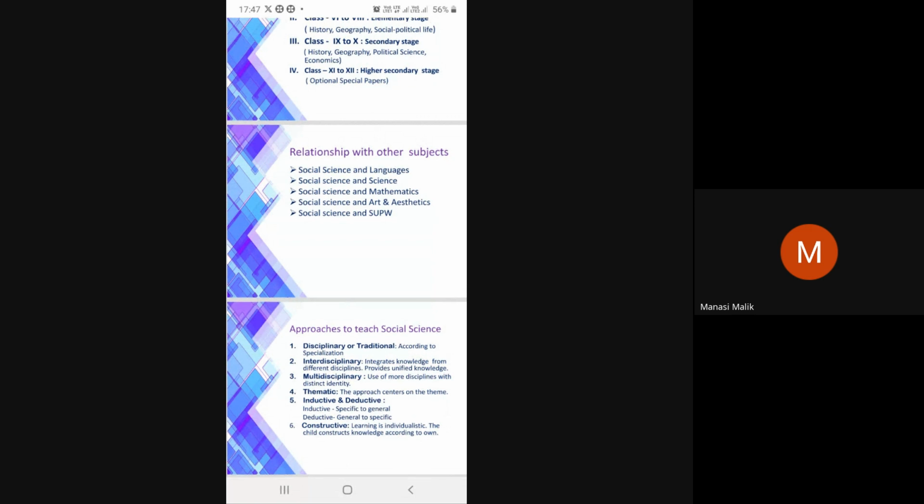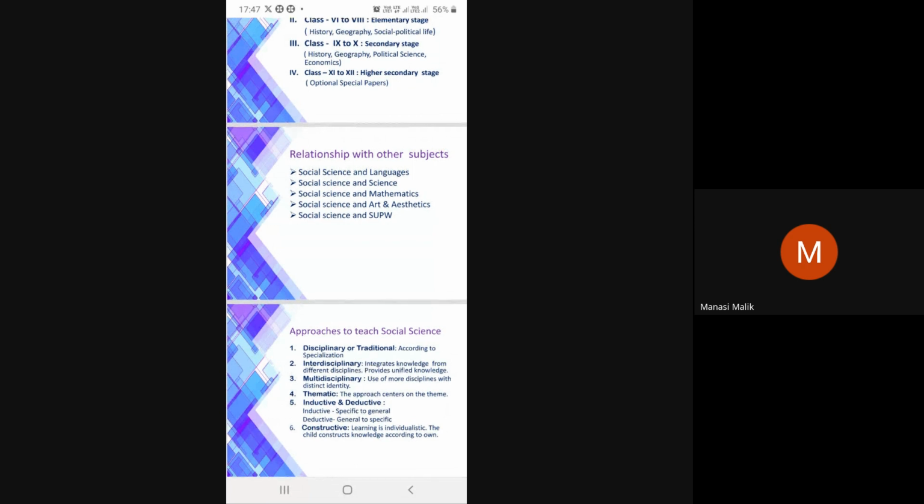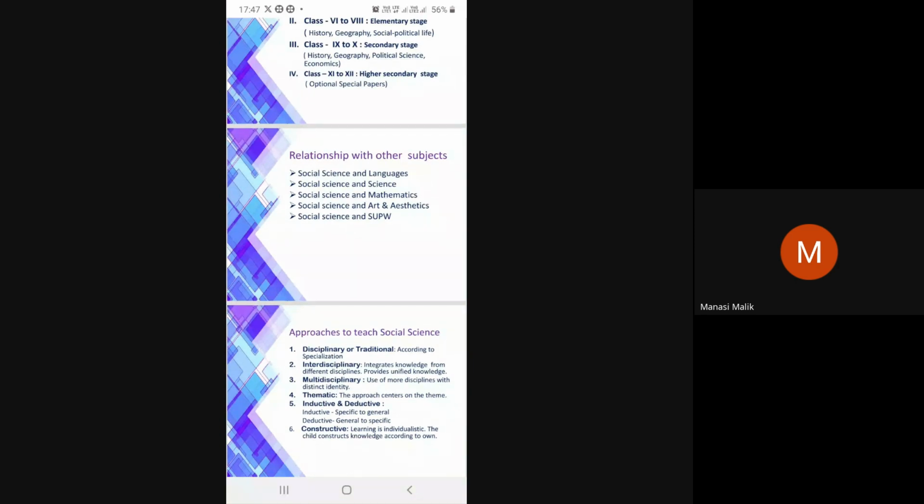Thematic approach means on the basis of the theme we are going to teach. So theme plays a very important role at the time of teaching. If you teach on the basis of that, then it is called the thematic approach. And the most popular approach is the inductive and deductive approach. I think all of you understand what inductive and deductive approach is.